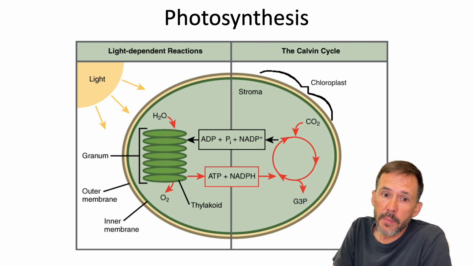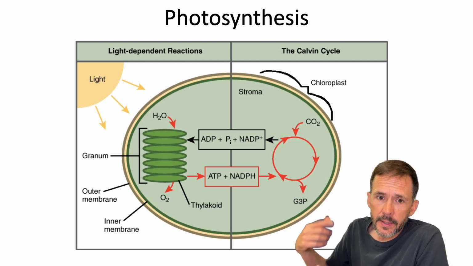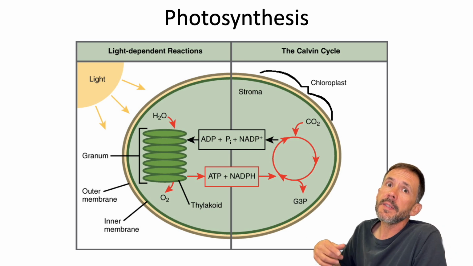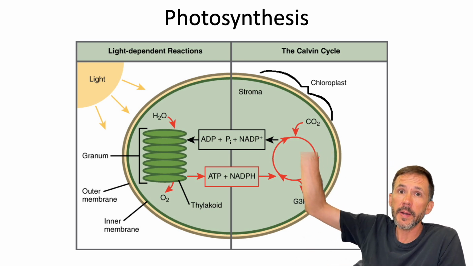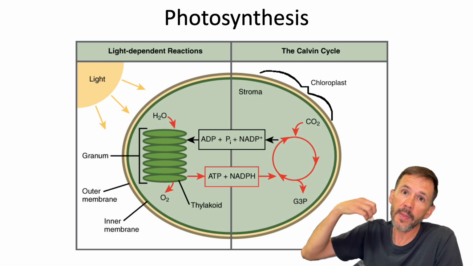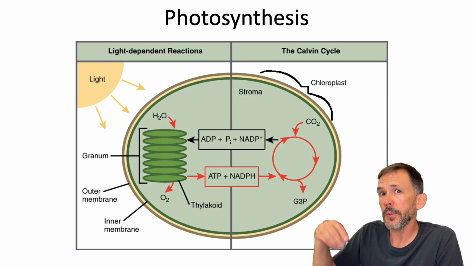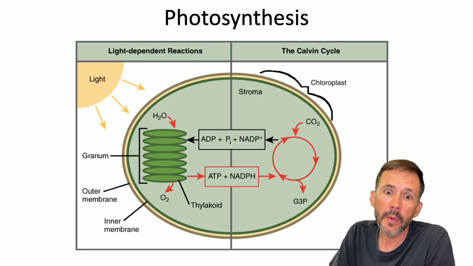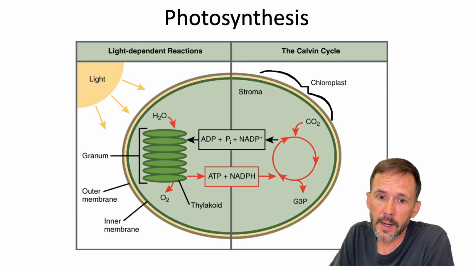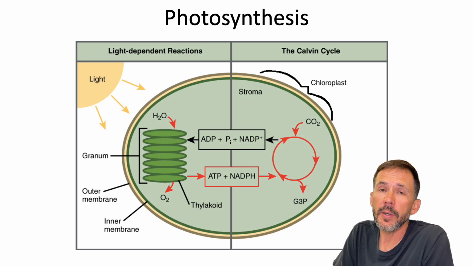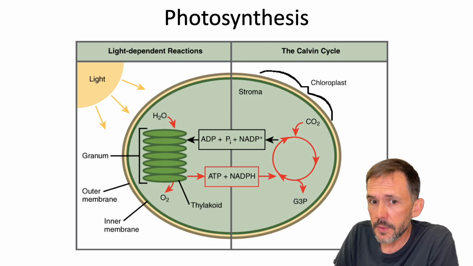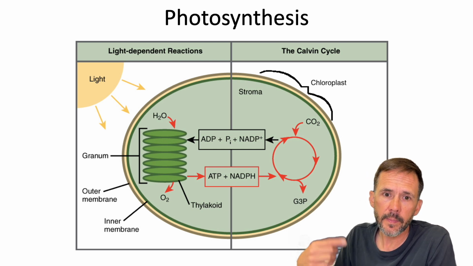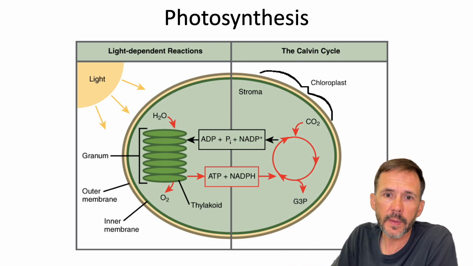So these can then be moved into the reactions in the Calvin cycle, and it's the Calvin cycle that actually takes carbon dioxide and can integrate it into organic molecules, which can produce G3P, which can then be converted into glucose. So this is part of the carbon fixation cycle, the Calvin cycle.